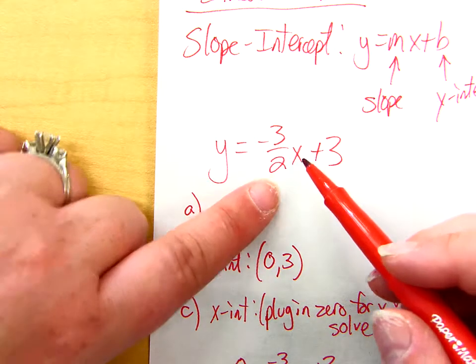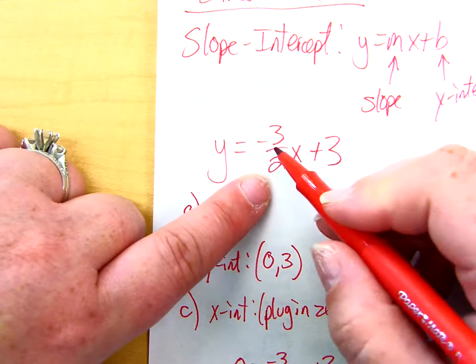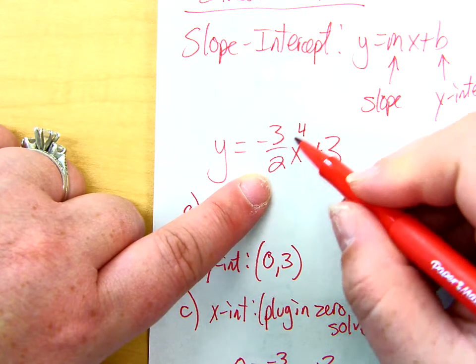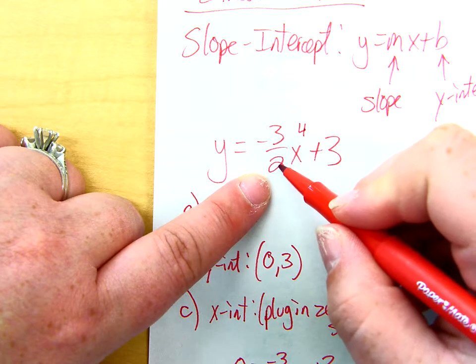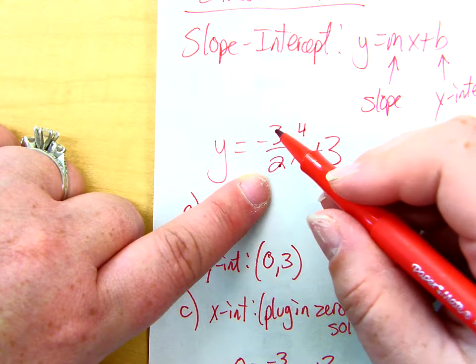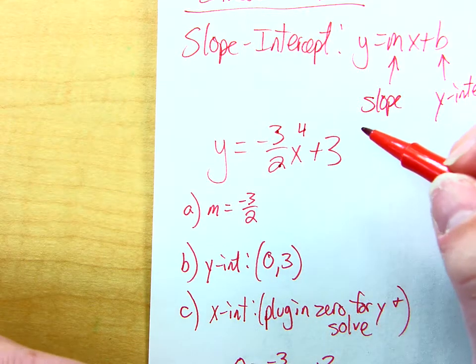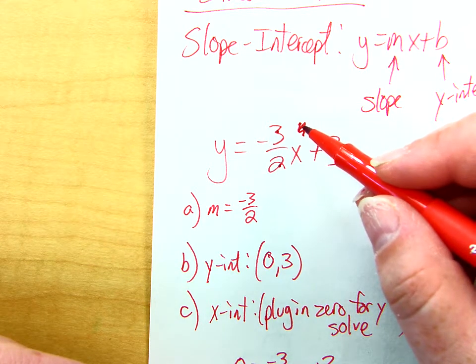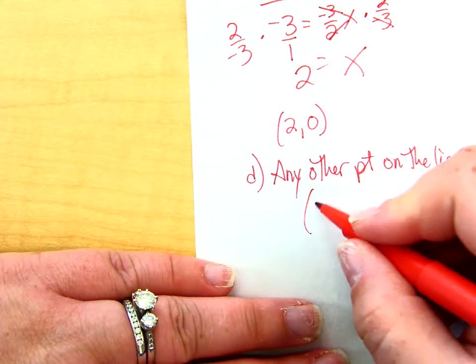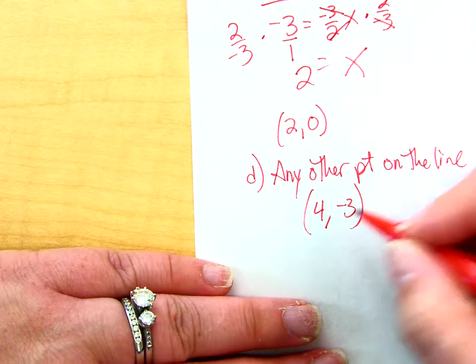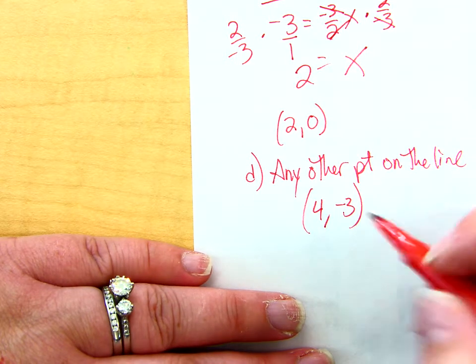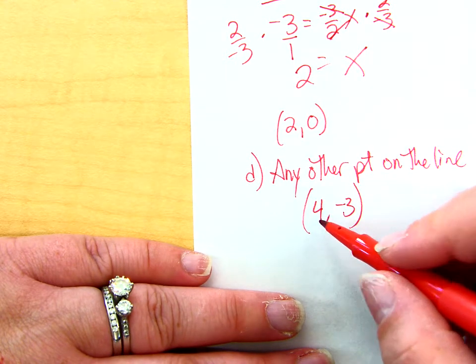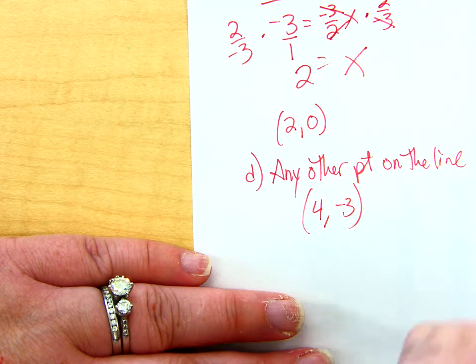4, I heard. Sure. If I plug in a 4, -3/2 times 4, I can reduce the 4 divided by 2 is 2, times -3 is -6, plus 3. And -6 plus 3 is -3. So one other point on this line is (4, -3). But yours could have been whatever. It doesn't matter because you get to plug in whatever you want for x. But I personally would have plugged in an even number.